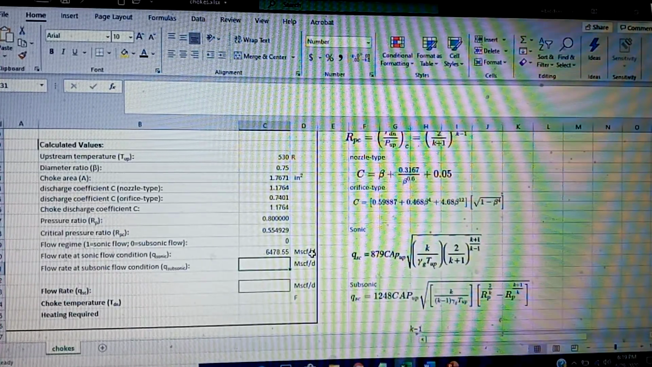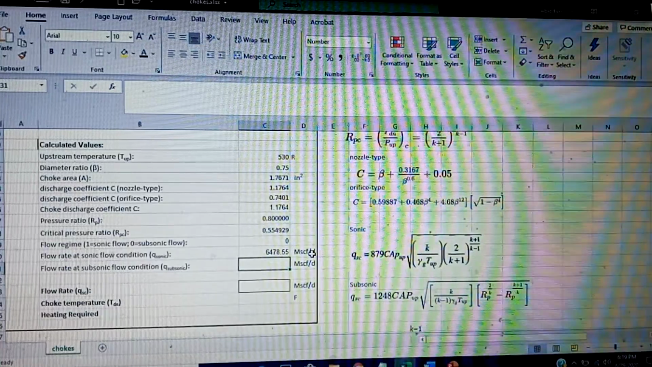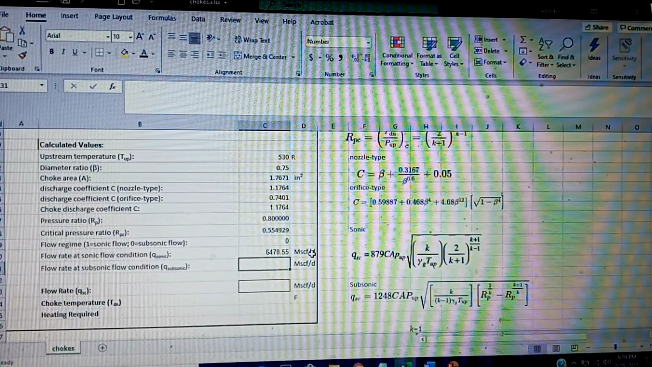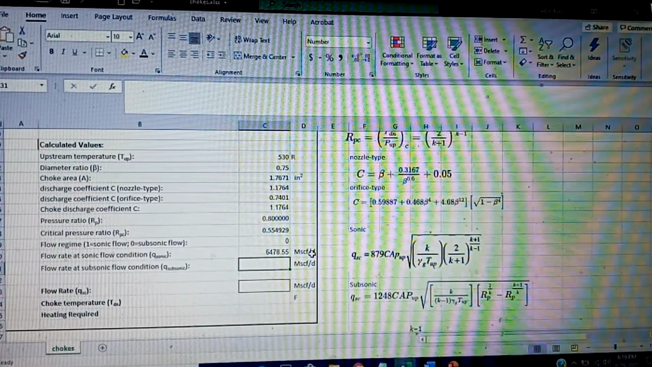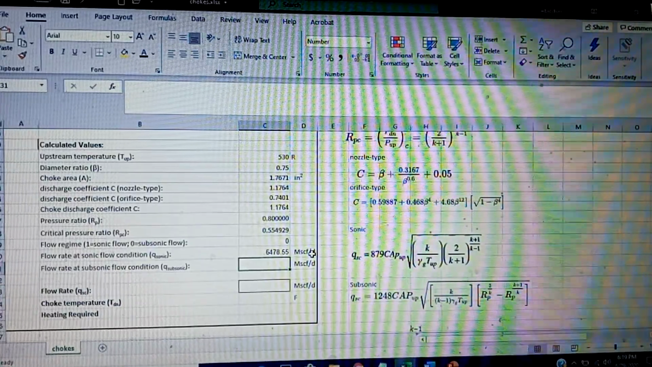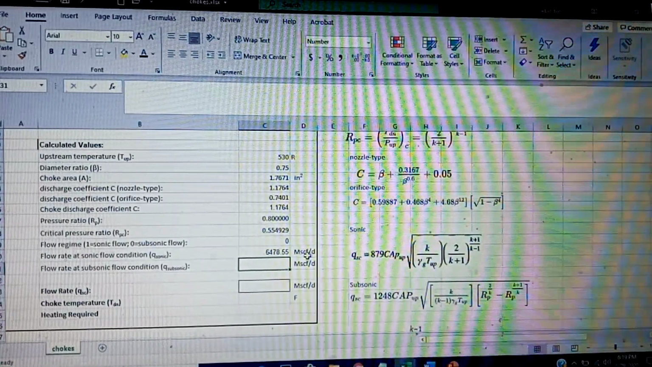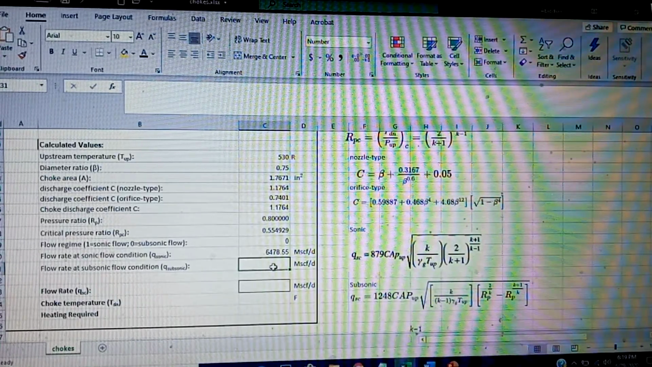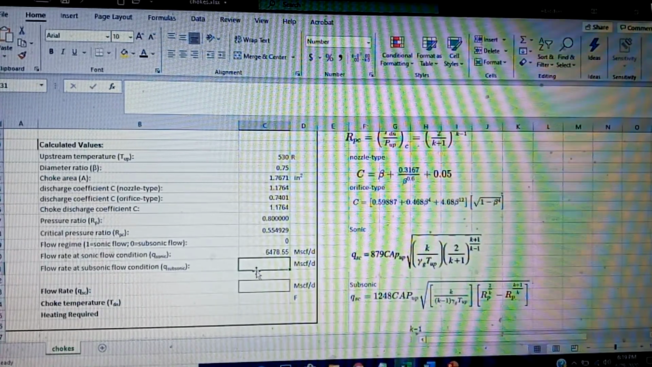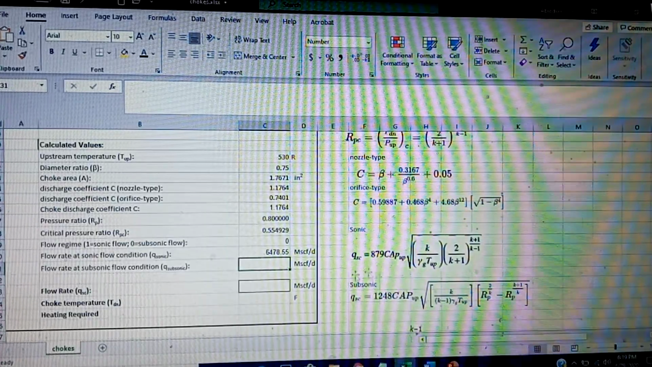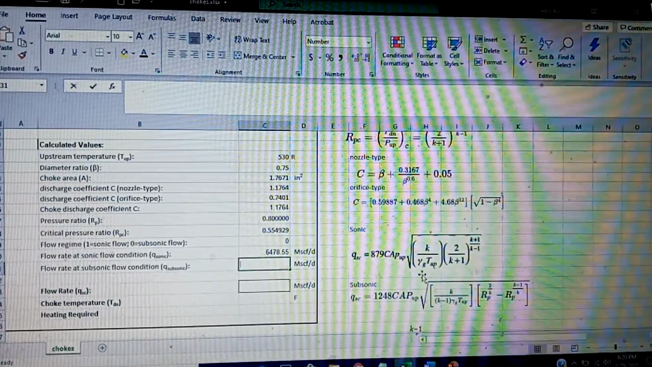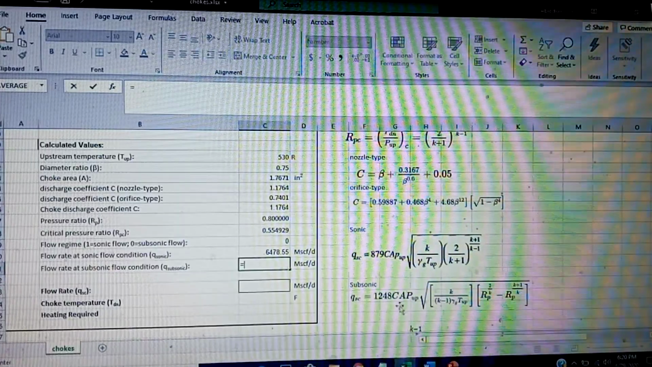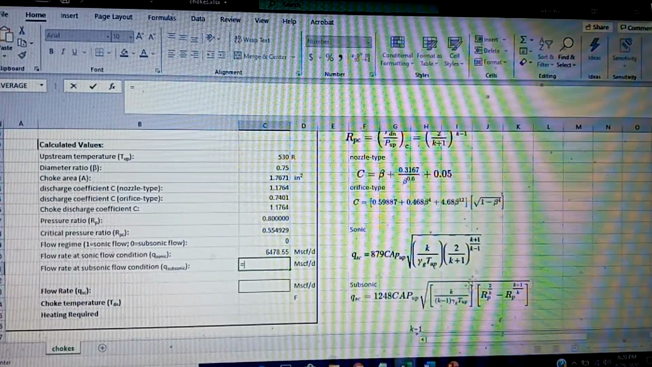It's because the downstream pressure doesn't affect it. Once the flow becomes sonic, whatever you do, if you keep lowering the downstream pressure, it doesn't change. The flow is already maximum. That's the maximum flow rate you can ever have. You see, if I calculate for subsonic now, it's going to be less than 64.78. So let's do that. Equals 1248. That's the equation there.